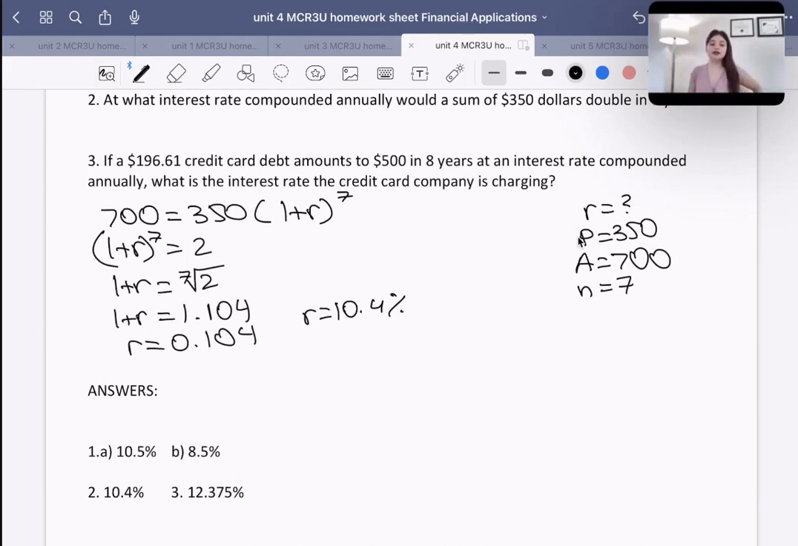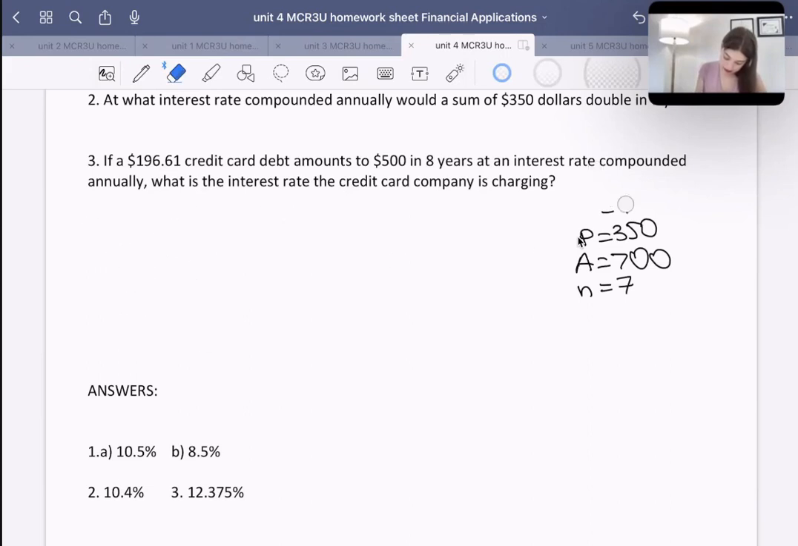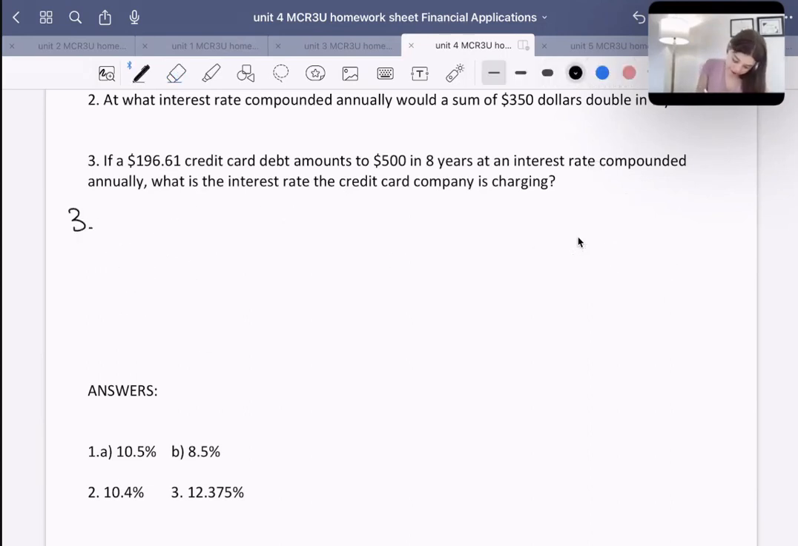All right, let's do number 3. If a $196.61 credit card debt amounts to $500 in 8 years at an interest rate compounded annually, what is the interest rate that the credit card company is charging? Now, this is a bit odd. Generally, credit card companies compound monthly instead of annually, but this one apparently does compound annually. So we'll see what it does.